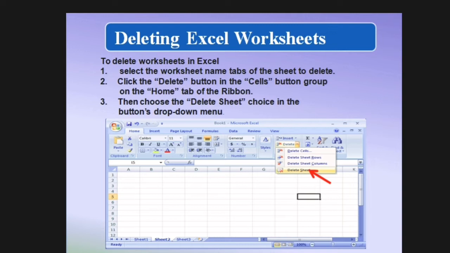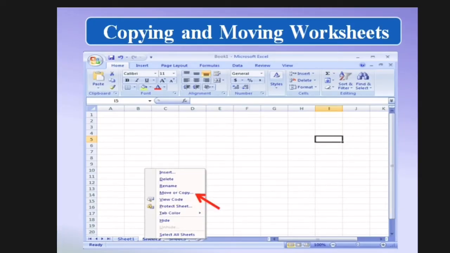Copying or moving a worksheet. Here, if you want to copy or move your worksheet, then just select the worksheet name, then right click the mouse button. Like this, a shortcut menu will appear on your screen, and then choose the Move or Copy command from the list, and then that particular sheet will move to your destination place.